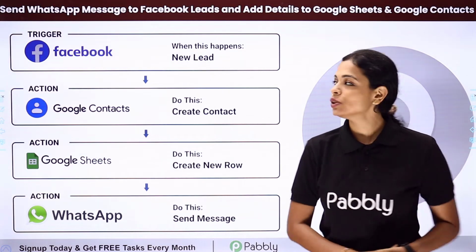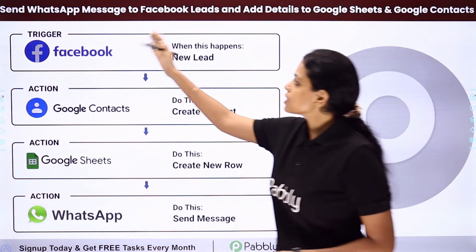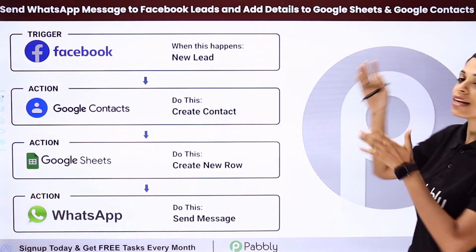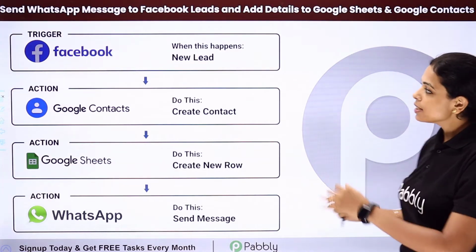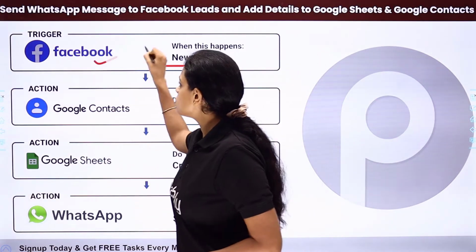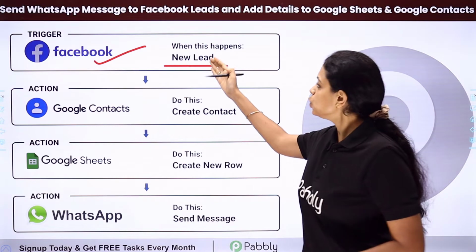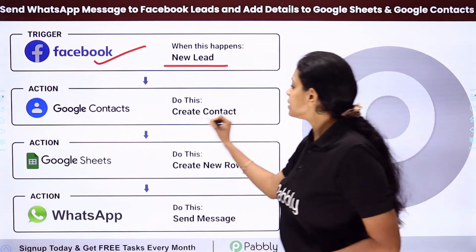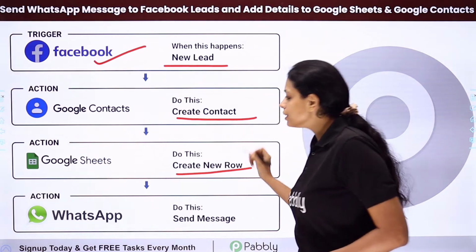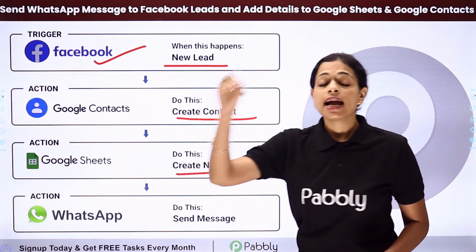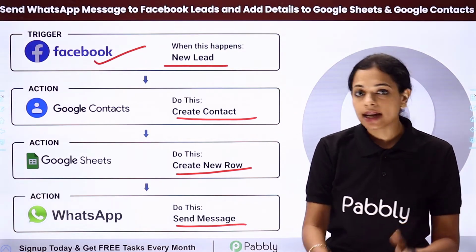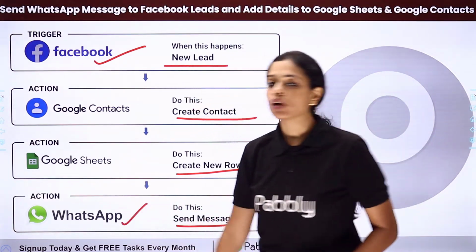In this video, we are going to see how to send a WhatsApp message to Facebook leads and add details to Google Sheets and Google Contacts. So let's say that you have acquired a new lead by advertising through Facebook lead ads. You want this new lead to be automatically added as a contact on your Google Contacts and then also added as a new row on Google Sheets, and at the same time a WhatsApp message should be shared with the client with the brochure of your business.